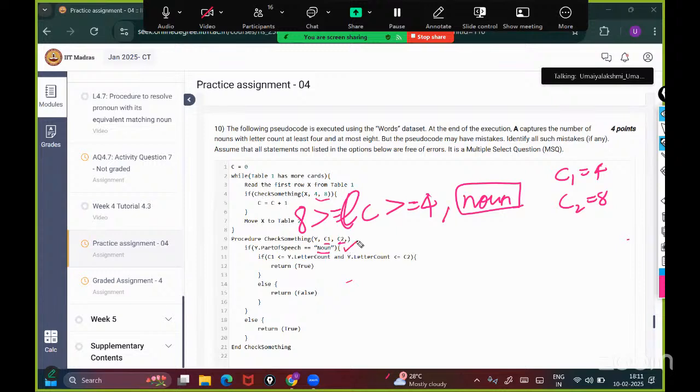If it is a noun, then it has to check whether 4 is less than or equal to that letter count. And what is the condition given here? Less than or equal to C2, less than or equal to 8. That is the letter count, as well as 4 should be less than or equal to that letter count.